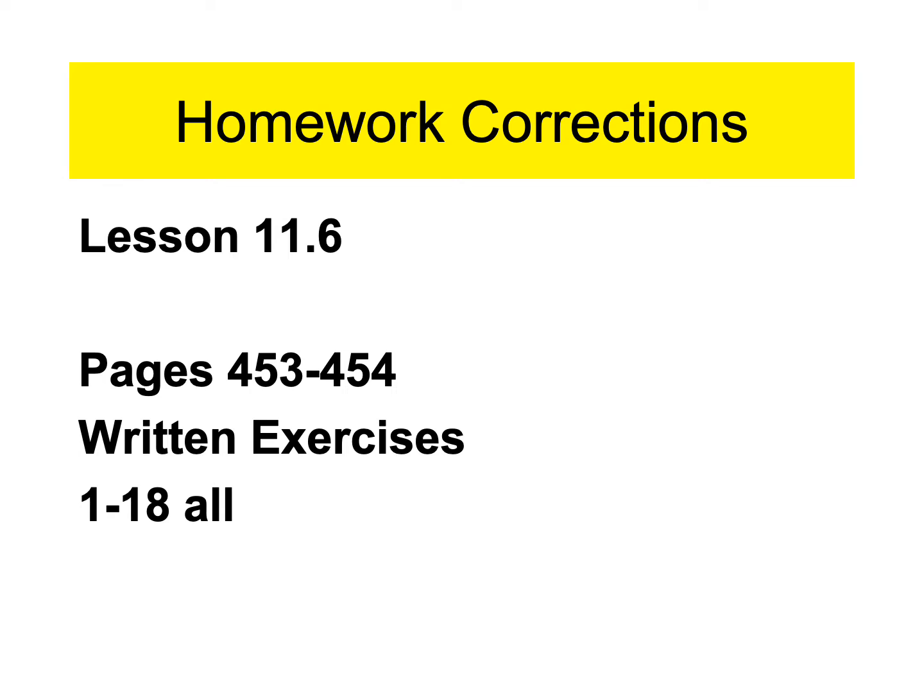All right, let's see. 11, 6, 1 through 18 all. So 1 through 10 had two answers each. You were supposed to find the arc length and then the area of the sector. Okay, so on number 1, the arc length is 2 pi, and it said leave everything in terms of pi. Or did it say that? Sector describing in terms of circle, make a sketch, find the length. It does not say.